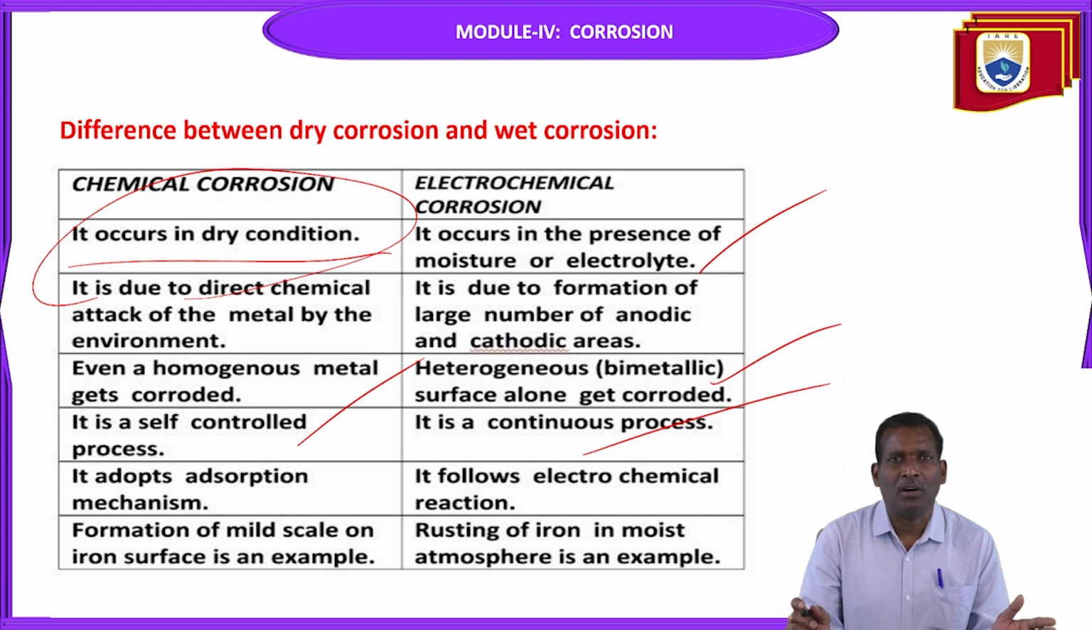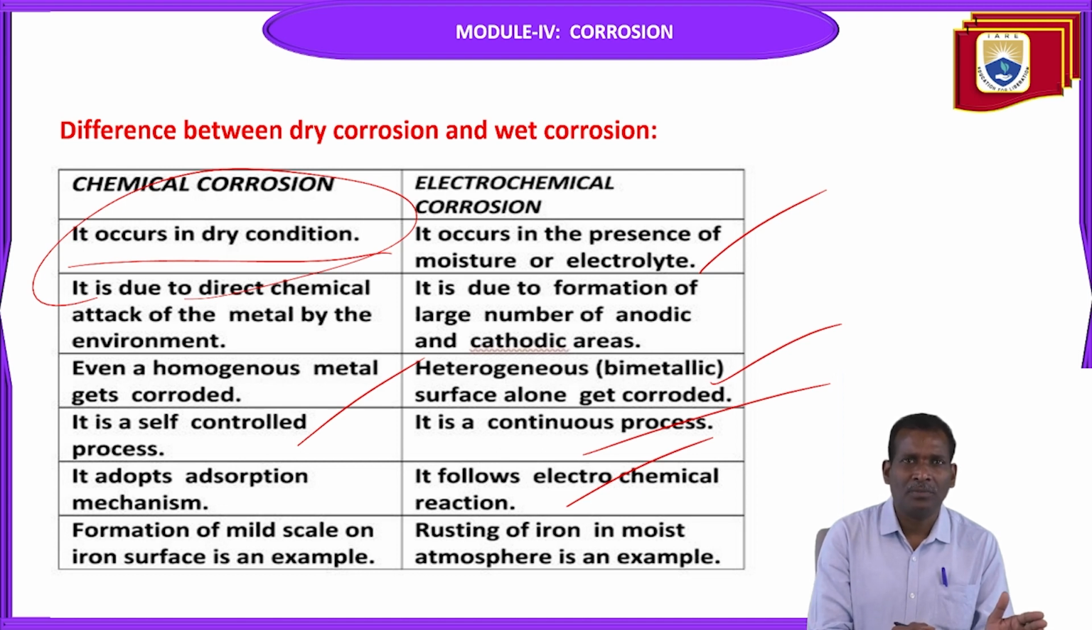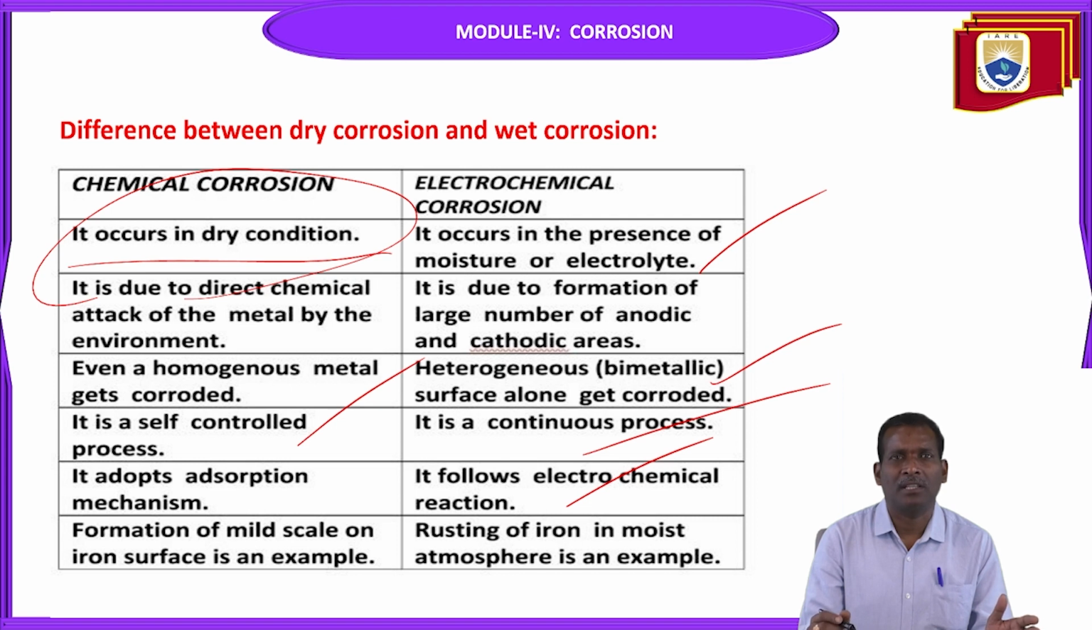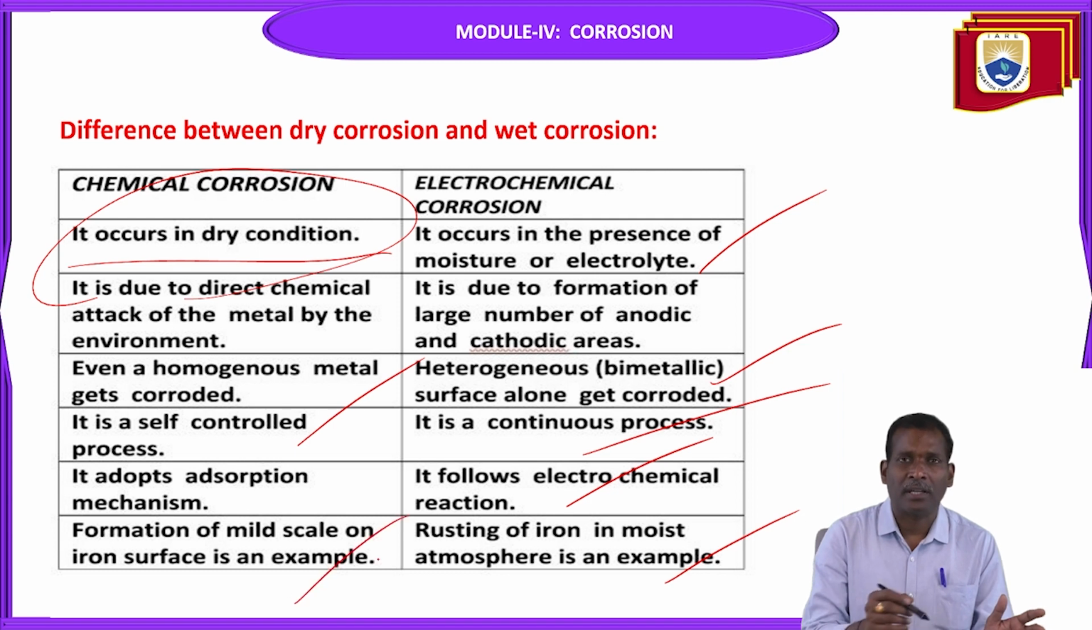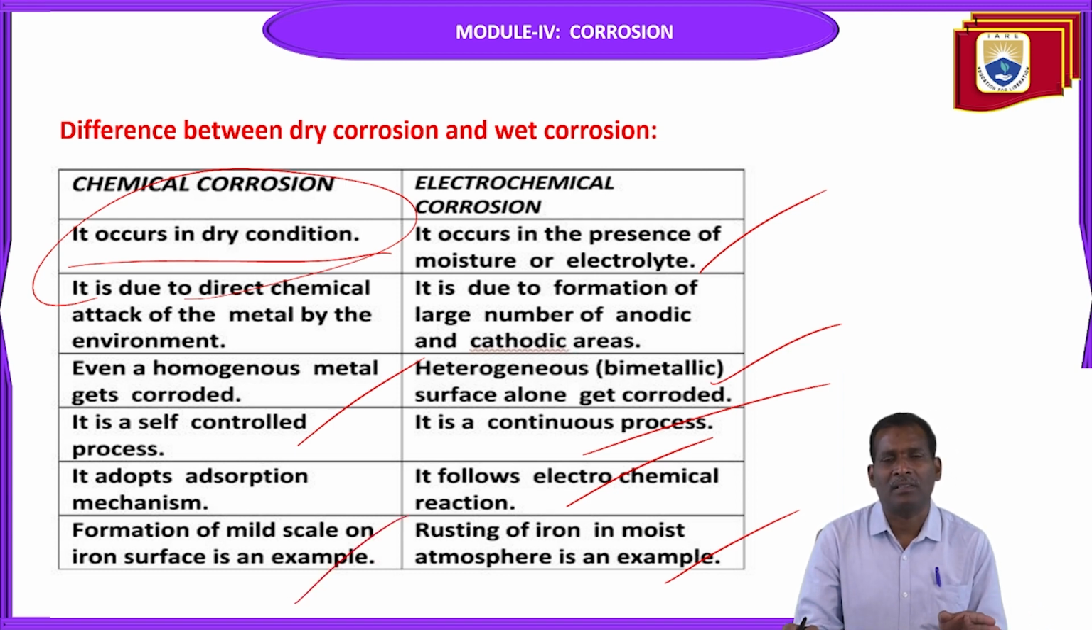And one more difference is that dry corrosion adopts the adsorption mechanism, while wet corrosion follows the electrochemical reaction. Formation of mild scale on iron surface is an example of dry corrosion. Rusting of iron in moist atmosphere is an example of wet corrosion. The mild scale on the iron surface occurs in dry conditions due to some gases in direct contact with the metal. This type of chemical corrosion will happen.